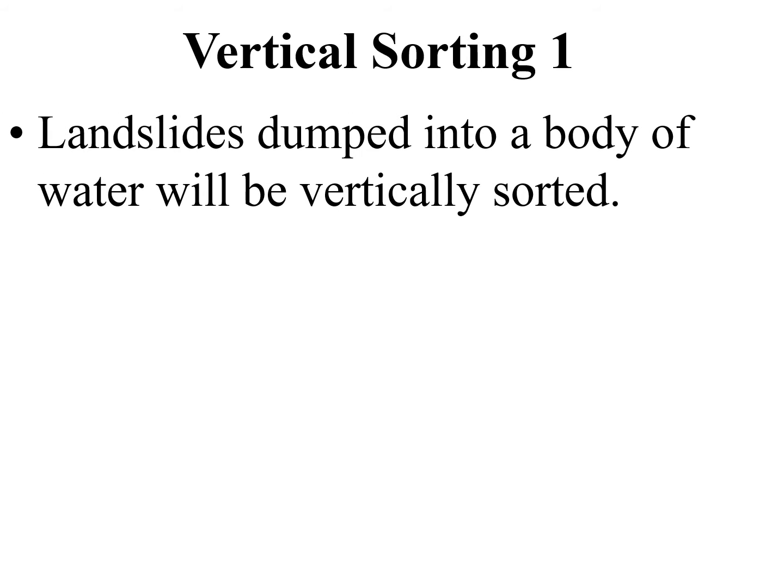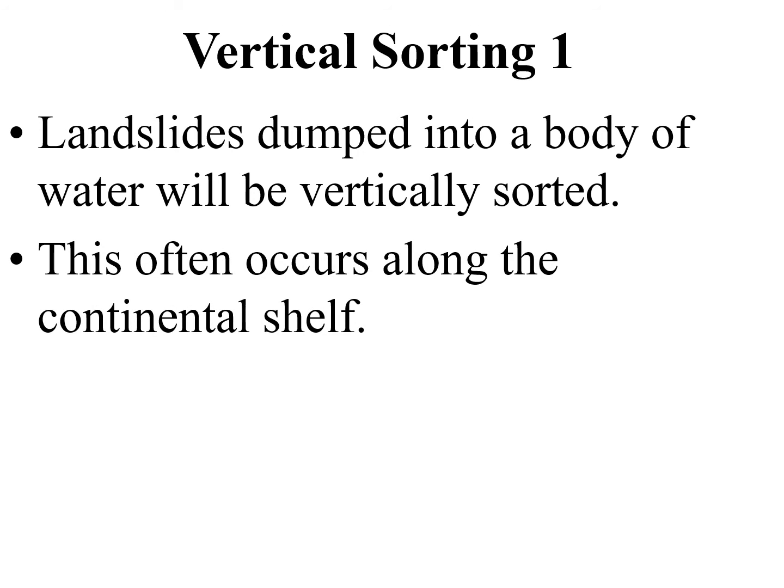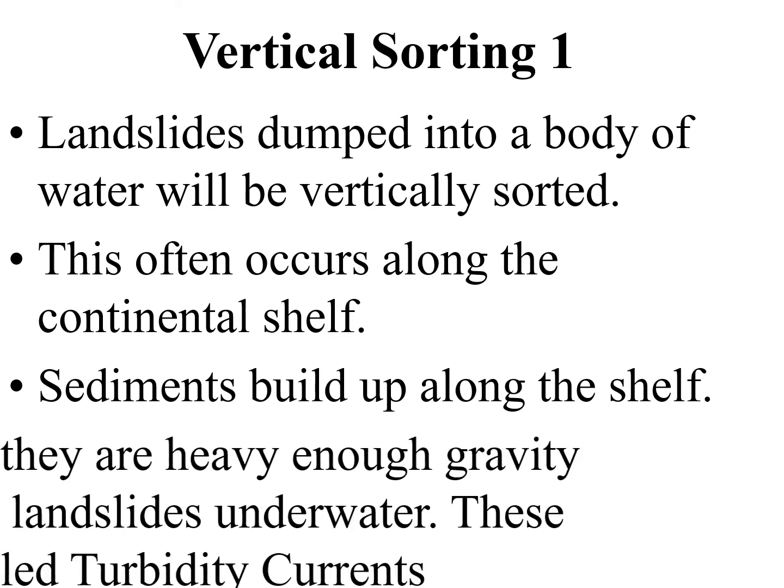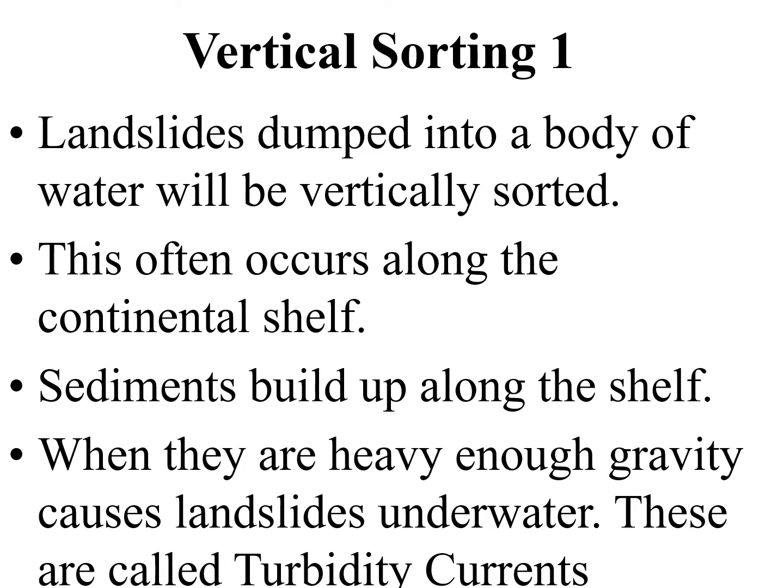So if a landslide were to dump into a body of water, that would be vertically sorted, right? On the continental shelf, that occurs. Sediments build up along the shelf, and they're heavy enough, and they slide down. These are turbidity currents, bizarre things underwater, like a mudslide underwater.